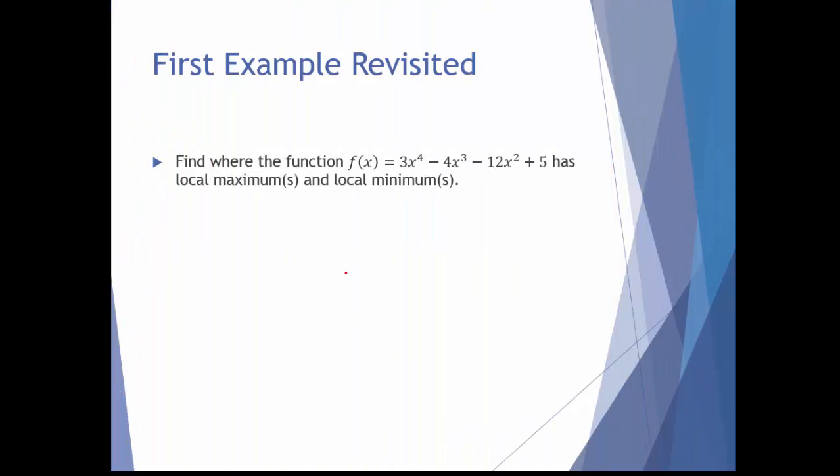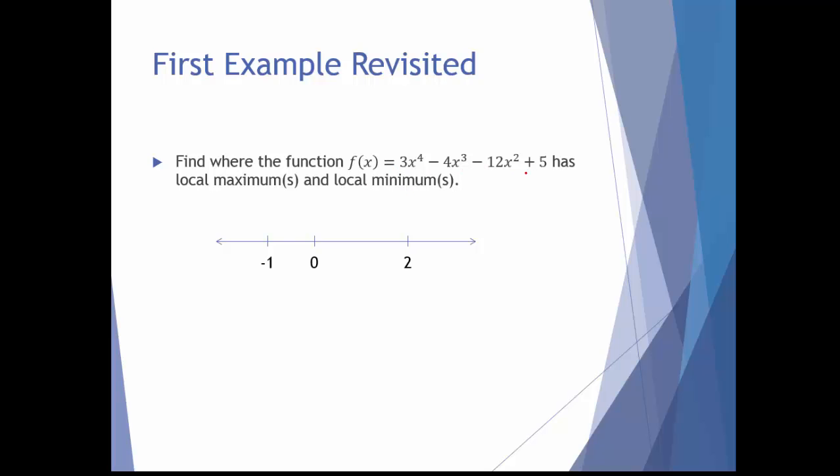So let's revisit the polynomial that we just looked at. F of x equals 3x to the fourth minus 4x cubed minus 12x squared plus 5. In the first example, we determined where this function was going to be increasing and decreasing. And we found its critical numbers. We didn't technically call them that while we were doing it, but that's what we did.